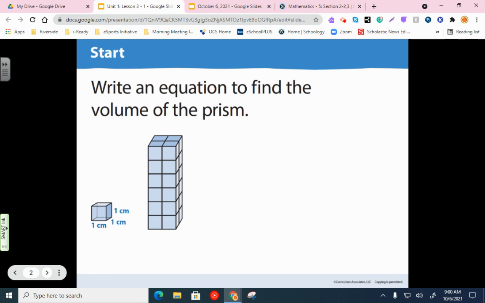Okay, our warm-up gives us this rectangular prism here, and it wants us to find the volume of the prism. Again, warm-ups are just intended as a quick review of things we've been doing. So we know at this point that length times width times height will give us a volume. That's what the V stands for. And we already know what L, W, and H stand for.